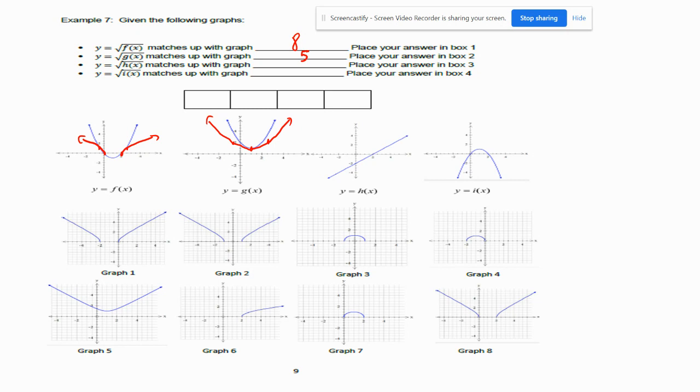Y equals square root of h of x. So h of x is here. Step 1, invariant points happen at y equals 0 and when y equals 1. This graph is going to look something like this. And I think this one matches up with graph number 6. So 8, 5, 6. And square root of i of x, we have y equals 1 here, y equals 0 here and here. This graph is going to look like this from 0 to 2, which is like this guy over here. So I think this answer should be 8, 5, 6, 7 for this question.